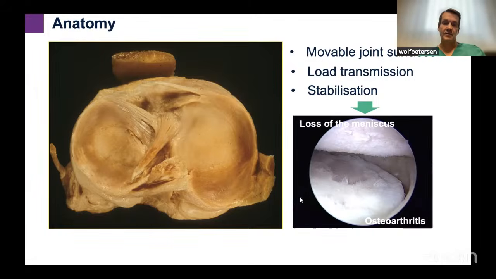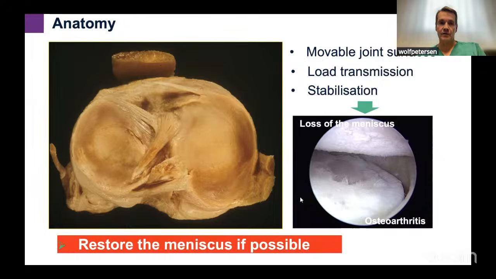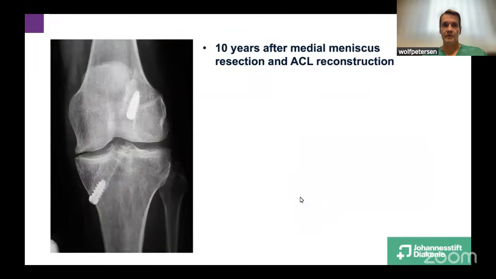You can see it here on the right. Loss of the meniscus and severe osteoarthritis with cartilage damage and osteophytes. So that's the rationale for meniscus therapy. The main principle is restore the meniscus if possible.